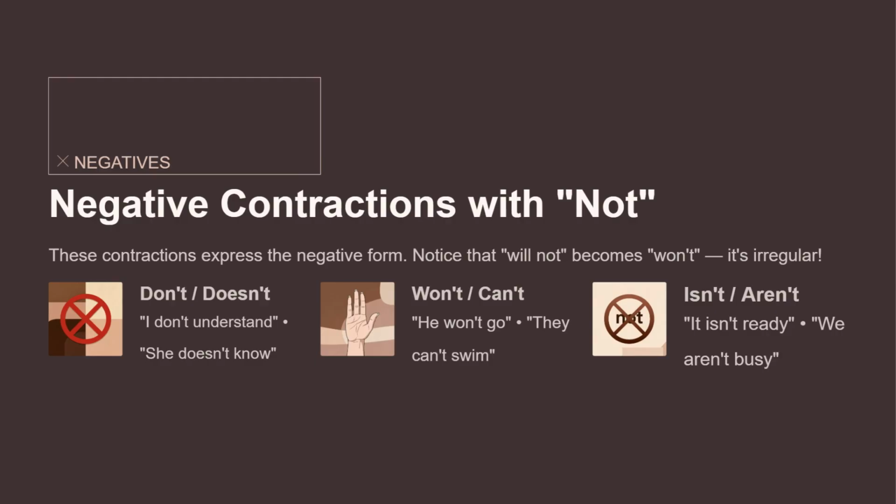These are examples. Won't, can't. He won't go. They can't swim. Isn't, aren't. It isn't ready. We aren't busy.